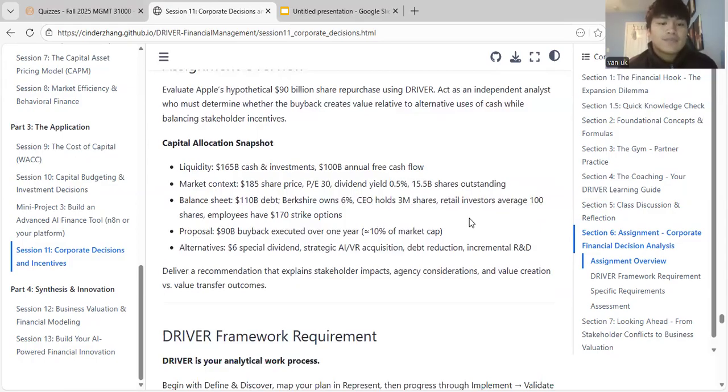The capital allocation snapshot is the liquidity, which is at $165 billion cash and investments and $100 billion annual free cash flow. Market context of 185 share price, P/E 30, dividend yield of 0.5%, and 15.5 billion shares outstanding. The balance sheet has 110 billion of debt. Berkshire owns 6%. CEO holds 3 million shares. Retail investors average 100 shares. Employees have 170 strike options. The proposal is a $90 billion buyback executed over 1 year, which roughly equals 10% of market cap. The alternatives are a $6 special dividend, strategic AI/VR acquisition, debt reduction, and incremental R&D.